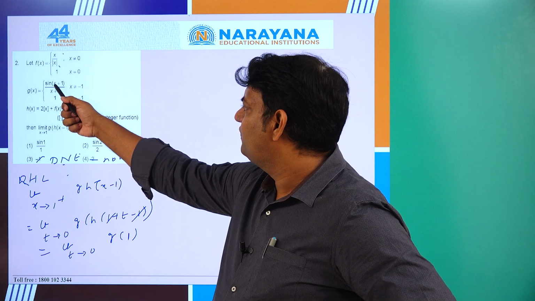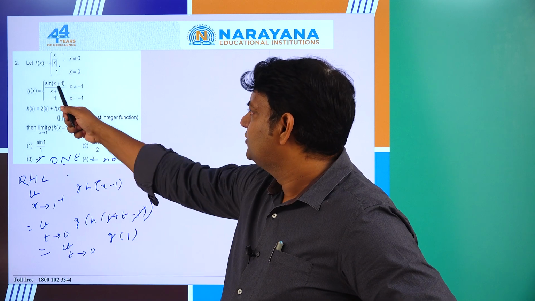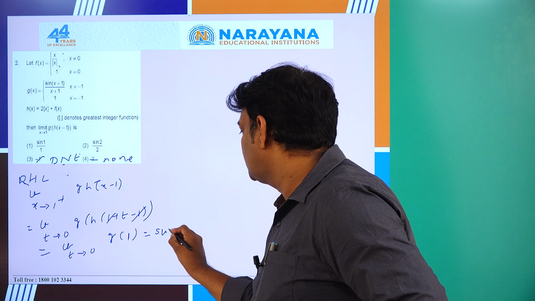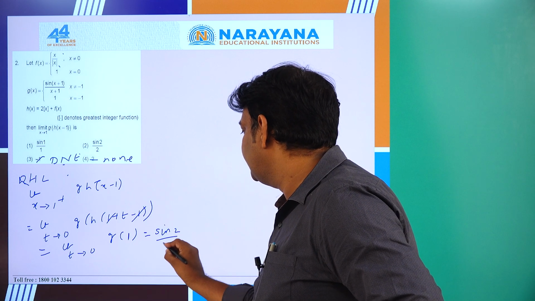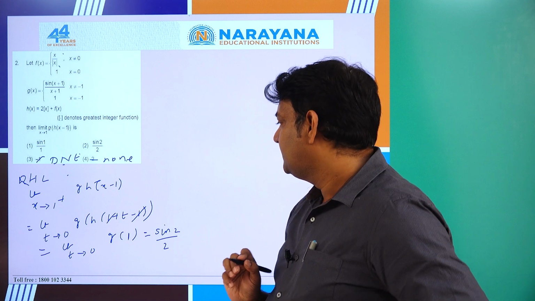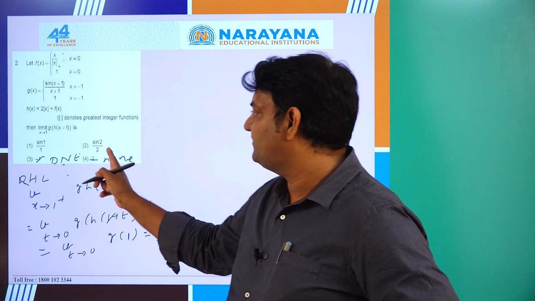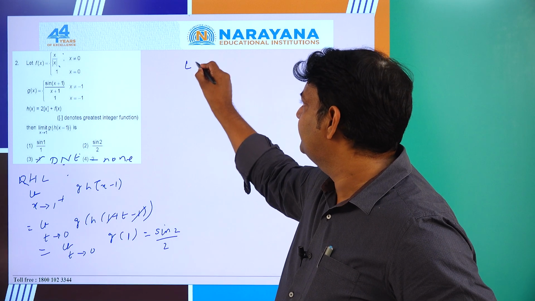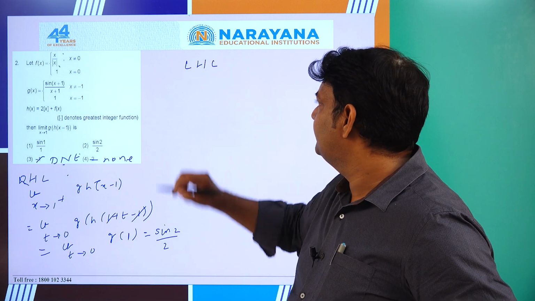Put here 1, 1 plus 1, 2, 1 plus 1, 2, that is sine 2 by 2. But please don't come to the conclusion here, because we had only calculated the right hand limit, so only two options are left now, either sine 2 by 2 or does not exist. For that we will go for the left hand limit. What is the left hand limit?